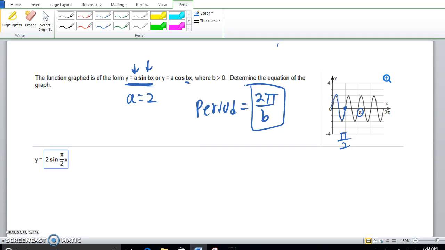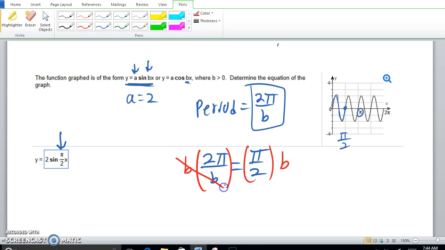So we're going to work backwards here. We're going to take 2 pi divided by b, and we're going to set that equal to pi over 2. And so now we need to solve for b, and that'll be the value that goes right there. Okay? So what we can do is start by multiplying by b on both sides to get rid of that right there. So now we have 2 pi is equal to pi over 2 times b.